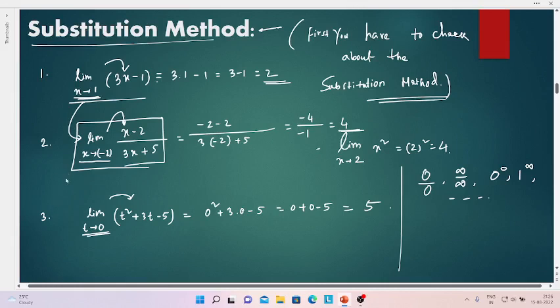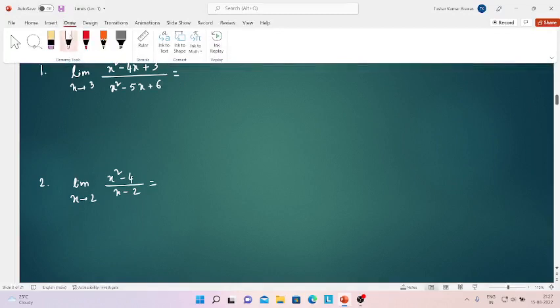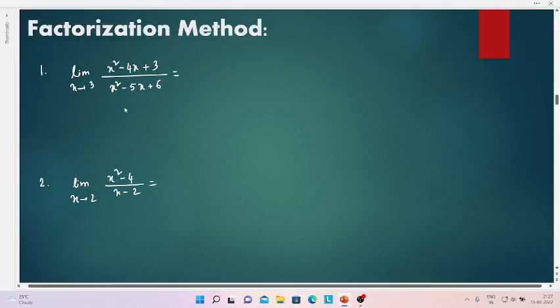So this is the method which is called the substitution method. In this particular method, we have to substitute the value into the given function, of the given variable. It may be x tends to 1, it may be x tends to 5, it may be x tends to minus 2, it may be t tends to 0, whatever the value may be. Let's move to the factorization method. Why factorization method? In this method, we will learn that if we substitute the given particular value of x, then that particular function will not give you any real number.